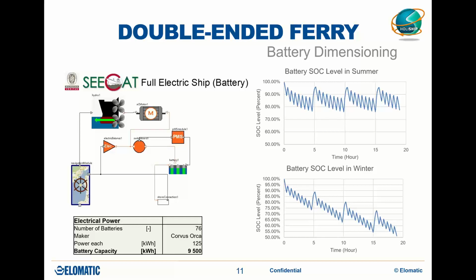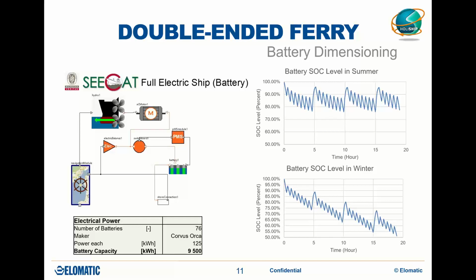You can see the state of charge levels in a summer situation and in a winter situation, and there you can see some spikes at 5 hours, 10 hours, and 15 hours. And these spikes in charge levels are caused by lunch breaks and crew changes when the ship has more time, of course, to charge its battery. So the charge levels increase more at these points.